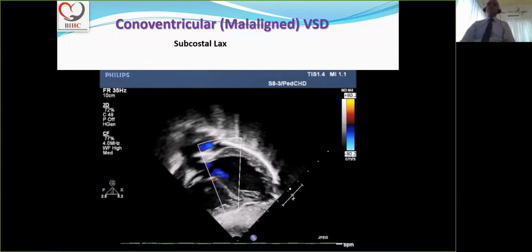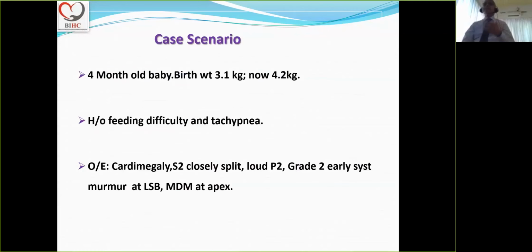It is still right. If you look at a case scenario, the typical way in which a large VSD presents to you, you're seeing a 4-month-old baby in your OPD. The birth weight was 3.1. Weight is increased now, it is 4.2. But there is a history of feeding difficulty and tachypnea. On examination, you find that the heart is enlarged. The second sound is closely split. The P2 is loud. There is a grade 2 early systolic murmur at the left sternal border. There's a mid-diastolic murmur over the apex beat.